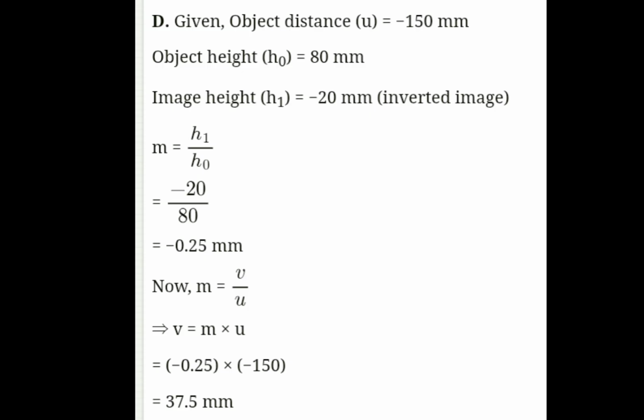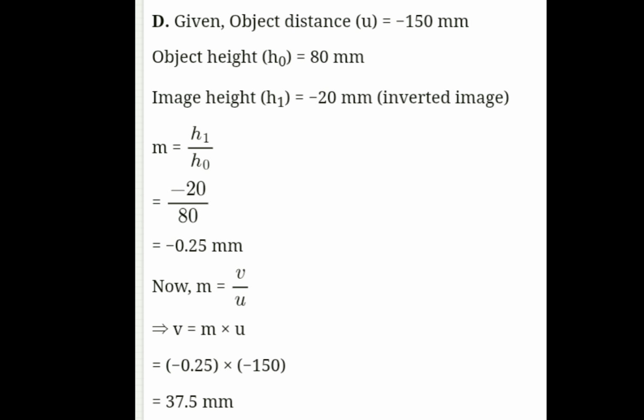Here you substitute the values. hi is equal to minus 20, h naught is 80. If you calculate, you will get minus 0.25 millimeter. Again use the magnification formula, m is equal to v by u, image distance by object distance. So rewrite the formula because we are finding image distance: v is equal to m into u.